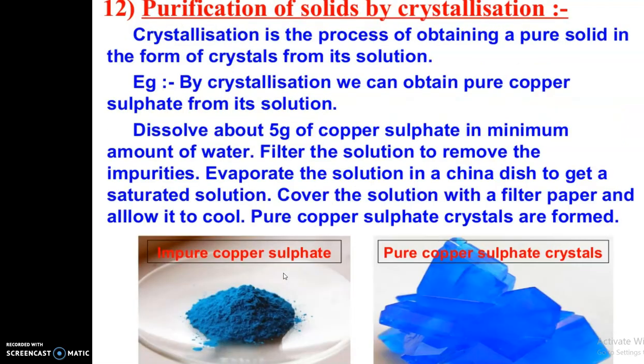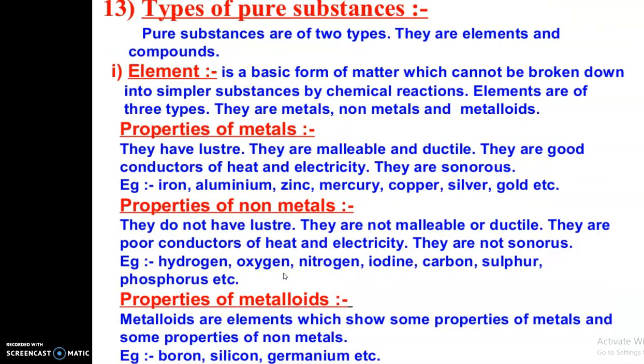And there are some more methods. Purification of crystals. We'll get a pure substance by this method. So we know metals and metalloids. These are the important things in this chapter. So study well. Thank you.